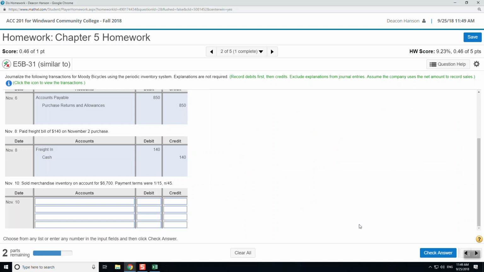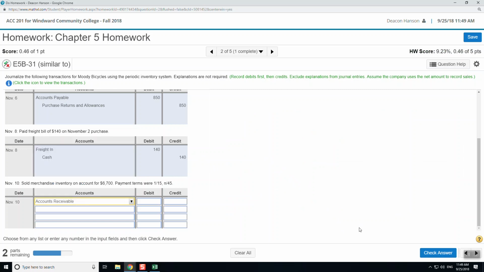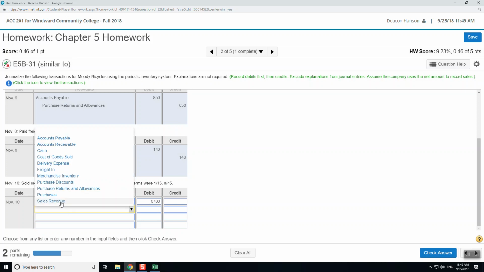So now we're going to sell it, right? So we're selling merchandise inventory on account. Now, since this company is selling it on account, they don't get paid right away. They have what they call an accounts receivable. So they're on the other side of the transaction now. Moody Bicycles is now waiting to get paid for something they sold, okay? So we got accounts receivable, and then we have what we call sales revenue.